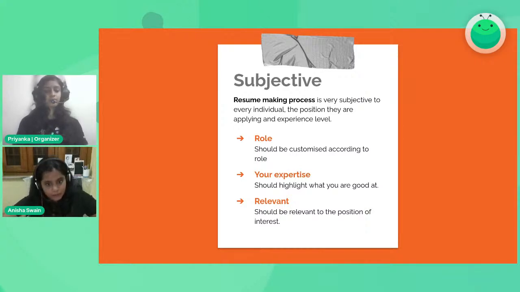And the third thing is whatever you put in your resume, it should be relevant to the position of interest. For example, if I am applying for a web development position and my resume is filled with things about image processing or machine learning, it's not relevant. Even if I'm an expert in that, the resume shows that I'm not interested in web development. And that is another problem with not putting relevant information, which we're going to discuss further. So always remember, your resume should be customized according to these three things. Next slide, Priyanka.